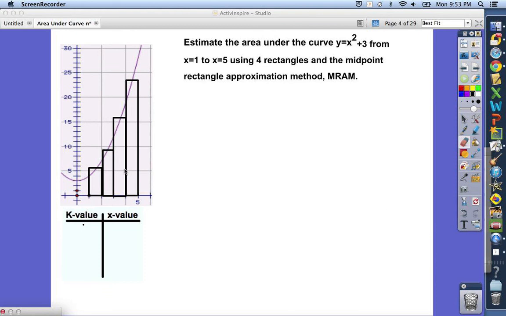In order to do this problem, first we put the rectangles in the diagram as such. Then we find the width of each rectangle: highest x value minus lowest x value divided by number of rectangles. So 5 minus 1 divided by 4 rectangles in this case. So the width of each rectangle is 1.